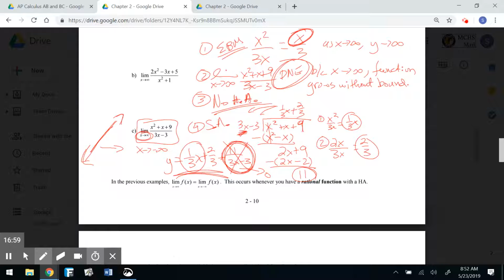Now, the interesting thing to note here is as x goes to infinity, or if x goes to negative infinity, if they are equal to each other, we say there's going to be a horizontal asymptote. And when does this happen?